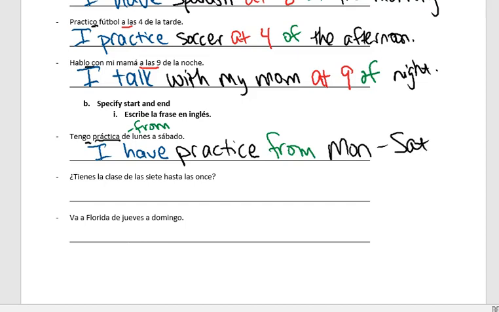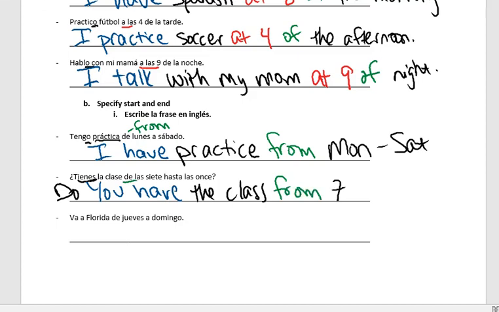¿Tienes la clase de las 7 hasta las 11? So tienes is the same as have, but in a question, ends in an S. So it's the you have. Or in this case, it'd be do you have. Because in English, we put the do first. The class. Again, when you're dealing with specific start and end times, that de means from. And 7 hasta las 11, which is 7 to 11.